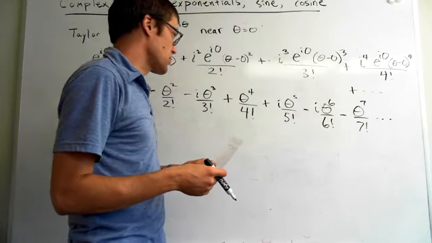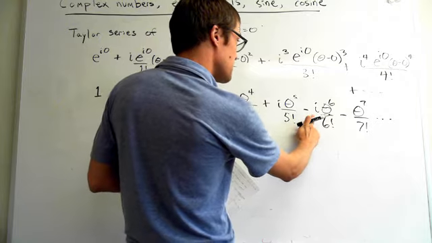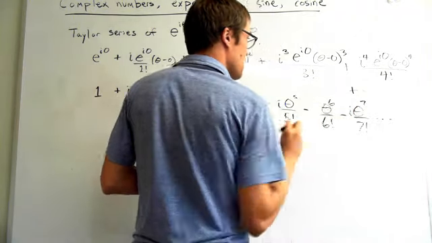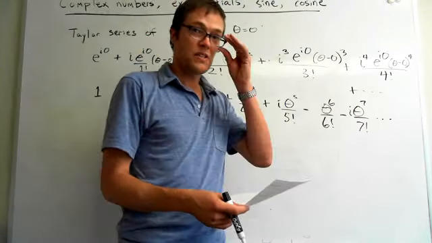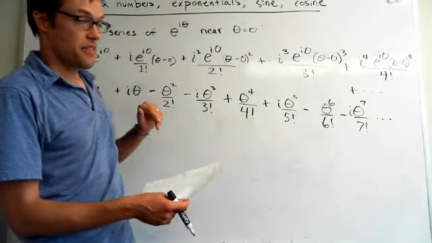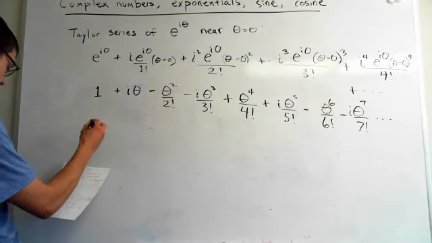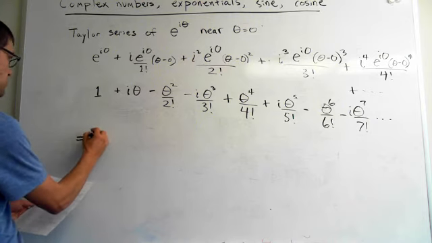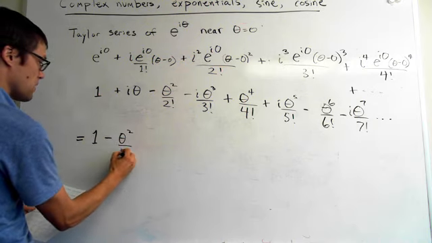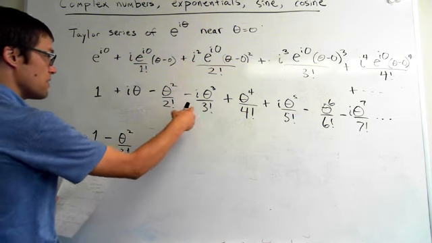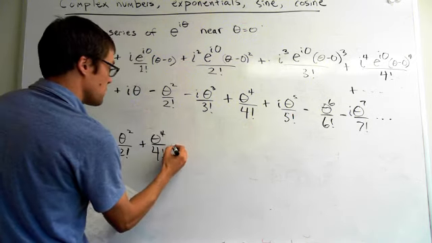Okay, so the next thing I'm going to do is take this Taylor series of e to the I theta and break it into its real terms and its imaginary terms. So first, let's write down all the real terms. This thing is equal to 1. Here's a real term. This is an imaginary term, so we'll save that for a little bit later. Imaginary, real. Imaginary, real.